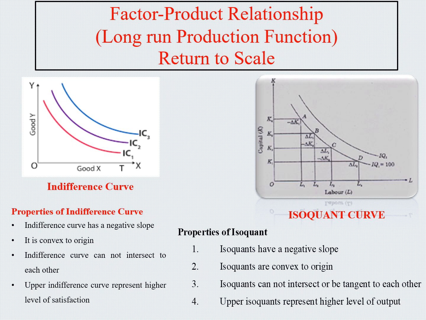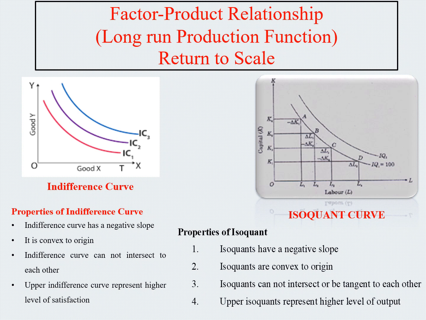Other than this, in both cases you just see, the characteristics of the indifference curve and isoquant curve are equal to each other. The indifference curve is negative in slope and convex to the origin. Indifference curves cannot intersect with each other. An upper indifference curve represents a higher level of satisfaction. Similar things are also observed in the isoquant curve.